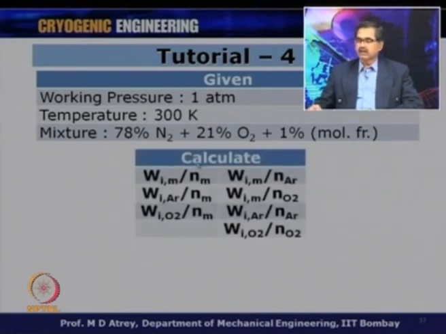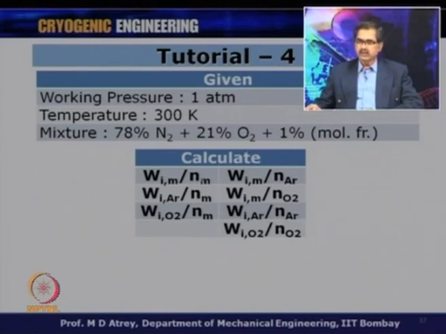What is to be calculated is all these parameters. So, what are all these parameters? Let us read one by one. So, Wm by Nm is work of separation of mixture per mole of mixture. Then we go to Wm upon NAr, which is work of separation of mixture per mole of argon. Then work of separation of argon per mole of mixture. Work of separation of oxygen per mole of mixture. Work of separation of mixture per mole of argon. Work of separation of mixture per mole of oxygen. Then work of separation of argon per mole of argon. Work of separation of oxygen per mole of oxygen. So, all of them are different quantities.